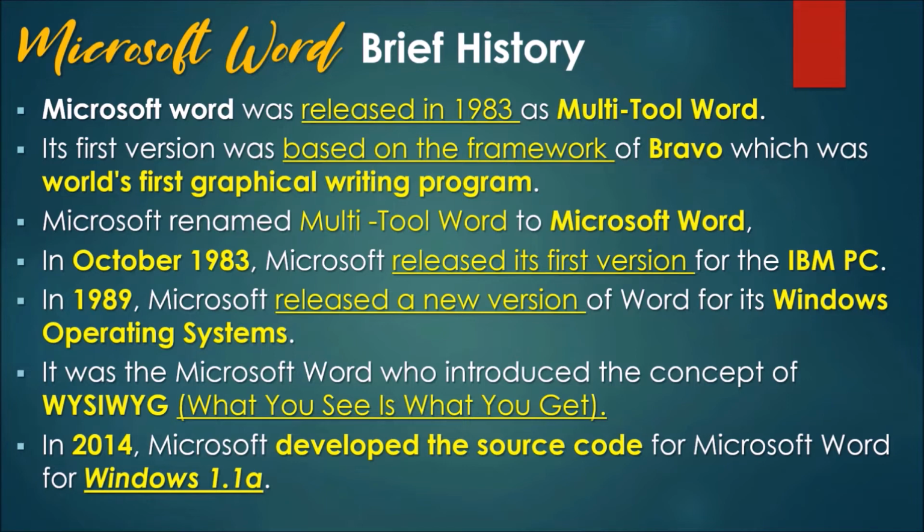In 1989, Microsoft released a new version of Word for its Windows operating systems. It was Microsoft Word that introduced the concept of WYSIWYG, or what you see is what you get. In 2014, Microsoft developed the source code for Microsoft Word for Windows 1.1a.